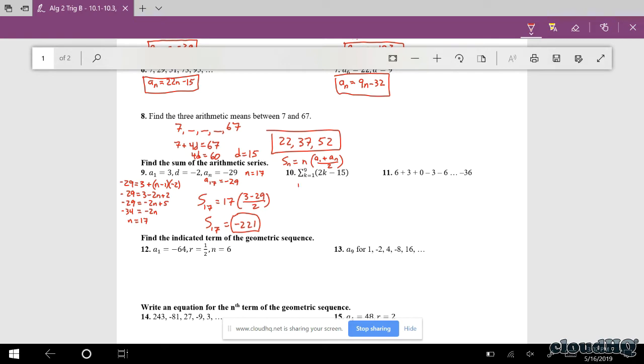Next one, I see there are 9 terms. It goes from the first to the 9th term, so that's 9 terms total. I need my first term, so we plug 1 in right here for the k. 2 times 1 is 2, minus 15 is -13. That's the first term. And then I also need my last term, which is the 9th term. Tells me 9 is the last one, so plug that in. 2 times 9 is 18. 18 minus 15 is 3. So plug our numbers into our formula. So -45.